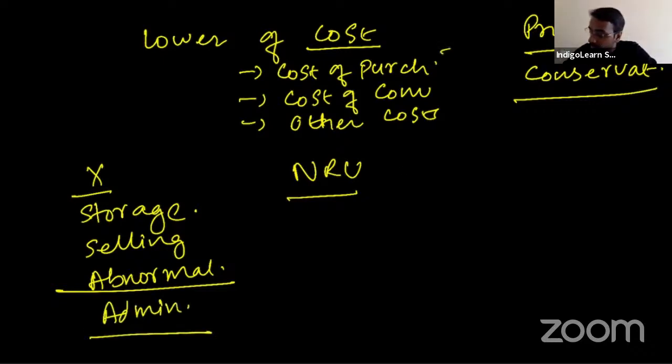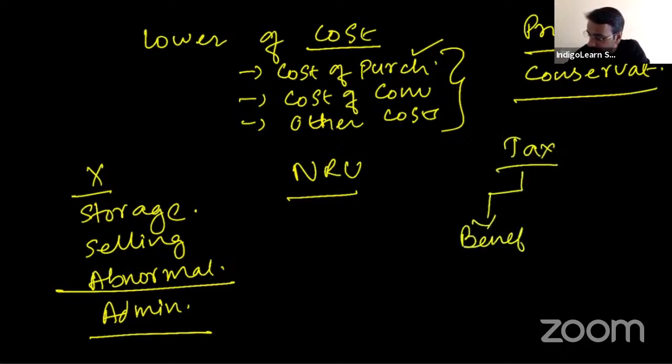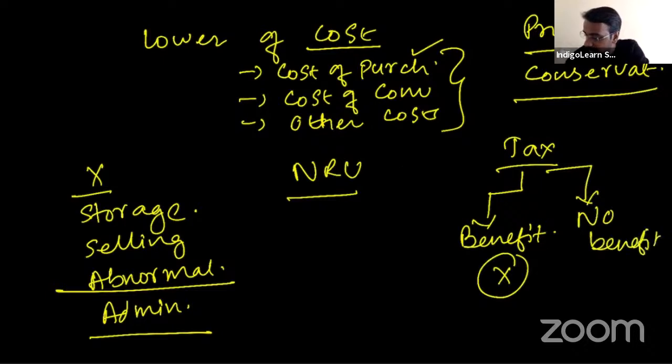So by computing these, the cost of purchases is your purchase cost, and if at all there is any discount, you will reduce the discount. If you pay tax, and if that tax is available as a benefit, for example, when you pay GST, you can take input tax credit, that cost you will not include. So, for taxes, if benefit is available, then you will not include. If no benefit is available, then you will include.